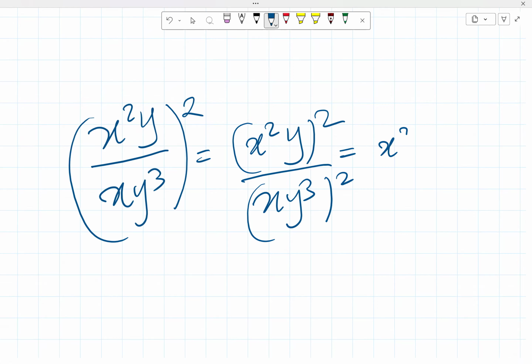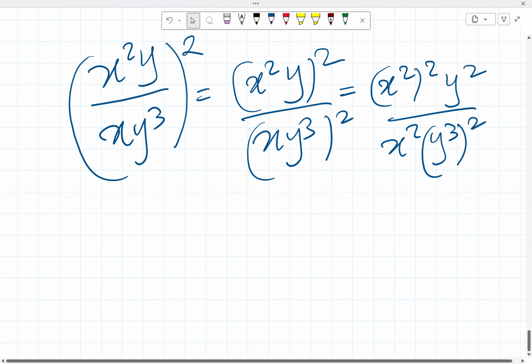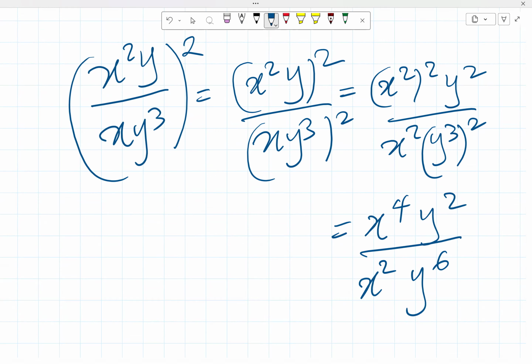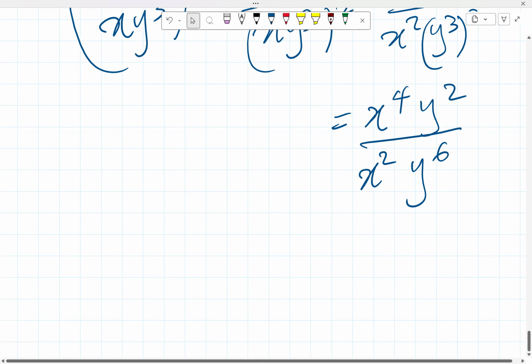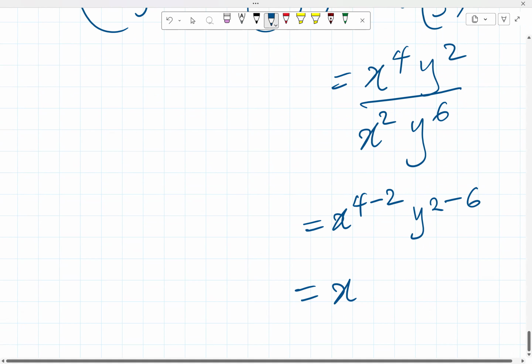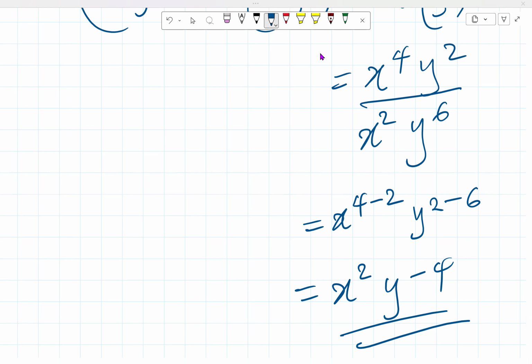And that means I have (x squared) squared times y squared all over x squared times (y cubed) squared. So I then have x raised to power 4, y raised to power 2, all over x squared, y raised to power 6, because we can multiply powers. From here, I can say I have x raised to power 4 minus 2, and y raised to power 2 minus 6. So that means I have x raised to power 2, y raised to power minus 4. Anyhow you do it, you get the same results.